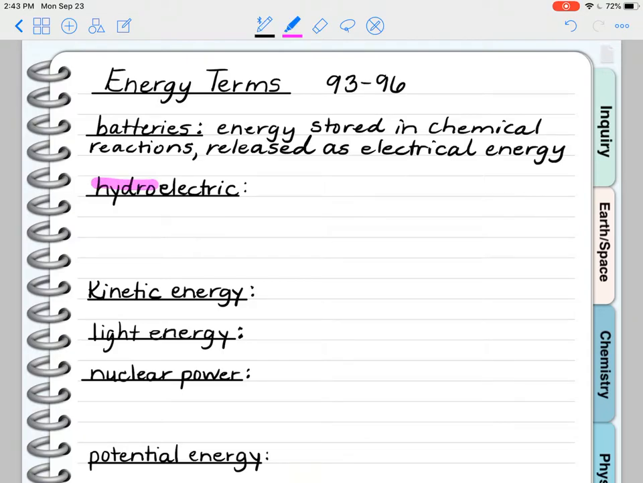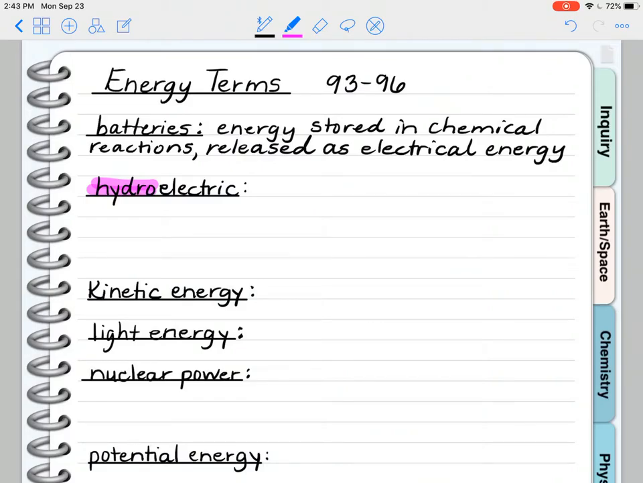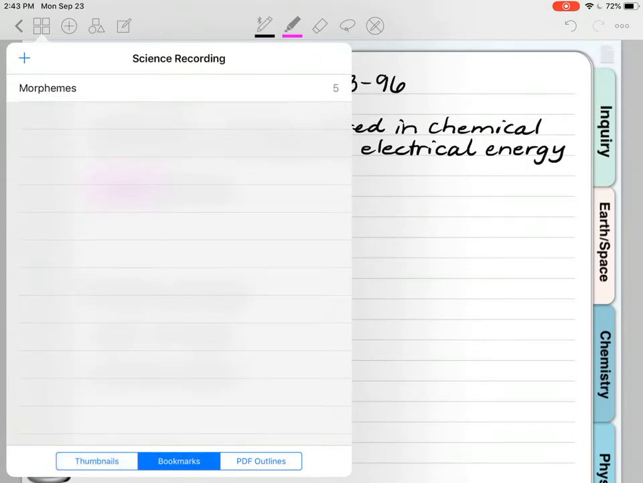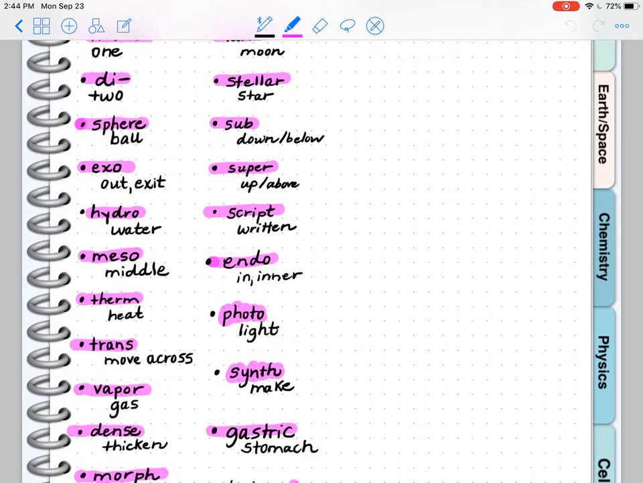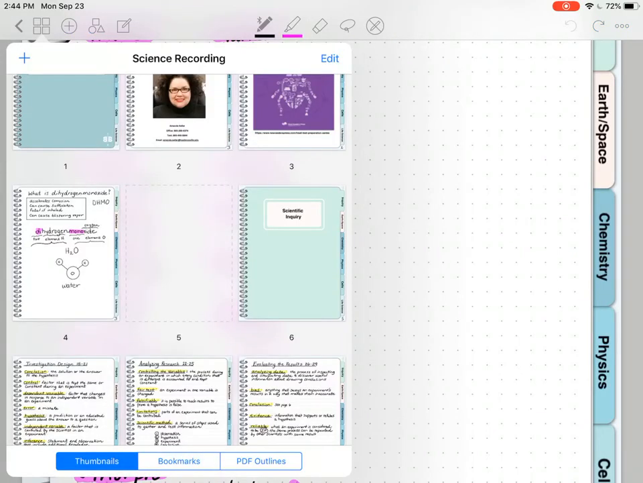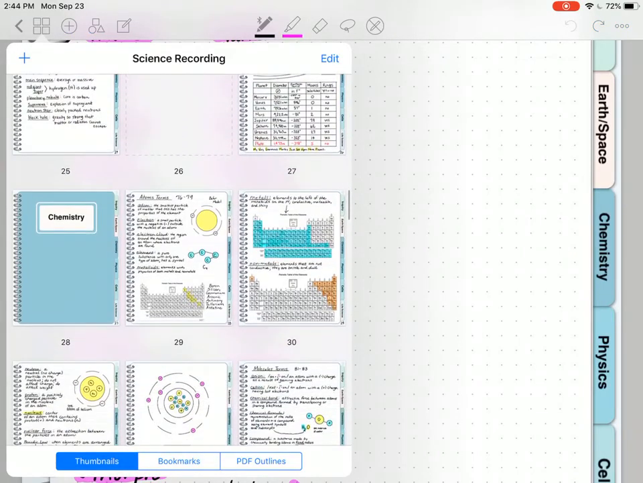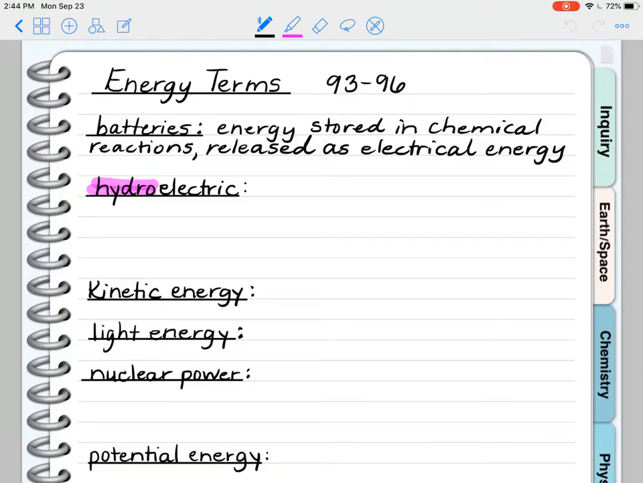Hydroelectric power. Hydro is a morpheme, and we may have already used that morpheme. I'm not sure. So let me go there and see. I thought I had a bookmark. I do have a bookmark. I finally remembered to do that. Yes, we already have hydro. It's right there. Hydro means water. So hydroelectric power is power that relates to water, anytime you see hydro.